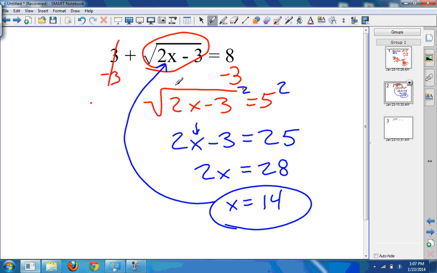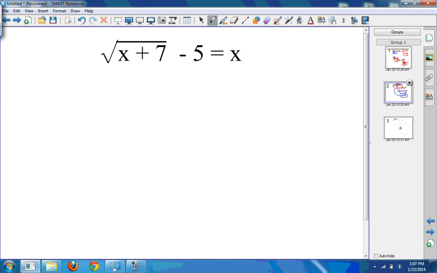Alright, this last one is tricky. You guys are going to like this. It kind of combines a lot of different things that we've learned this year. So the first step is the exact same. We want to get the square root by itself. So to get the square root by itself, we need to move this negative 5. So we need to add 5 to both sides. So if we add 5 to both sides, we get x plus 7 is equal to x plus 5.